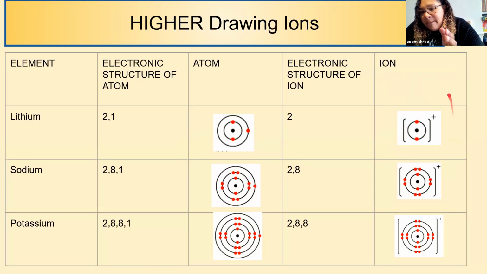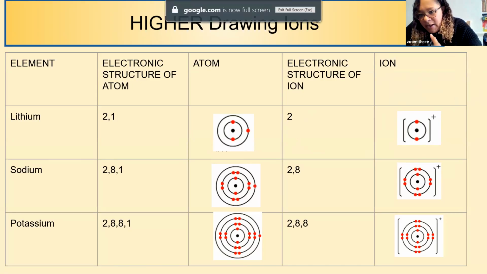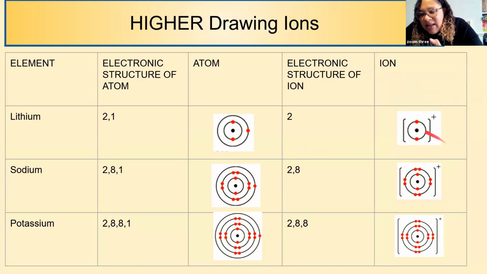If you start thinking about bonding, it's giving it away to something else. They don't just disappear off forever. It's donated it, giving it away. So it's now stable, but it's still got the same number of protons as a lithium. So it's still lithium. It just is now a charged particle. So it's a lithium ion.